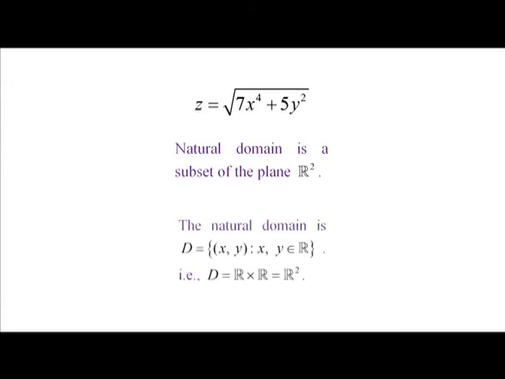Hence, the natural domain D is the set of all ordered pairs (x, y) where x and y belong to the set of real numbers. That is, D = R × R = R^2.